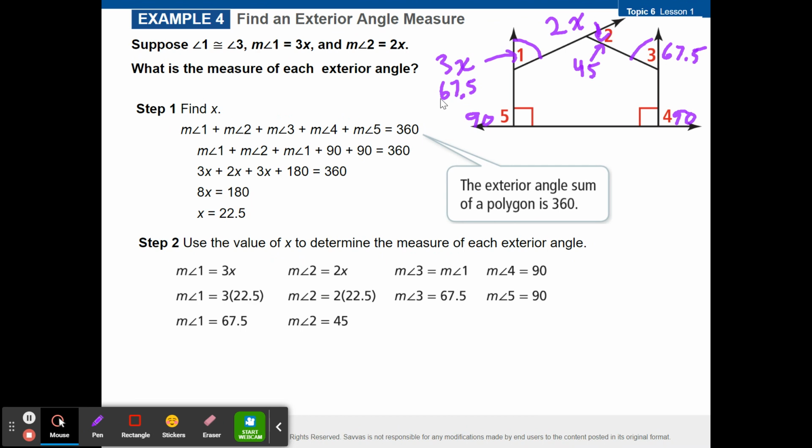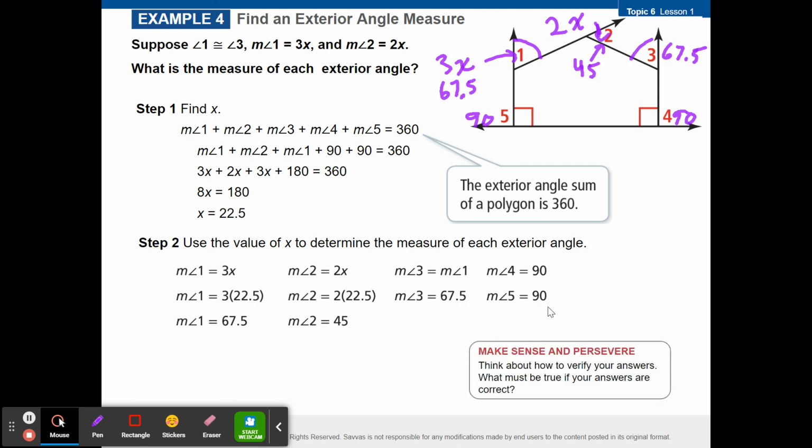Questions on this? Anybody still copying it down? Okay. Now, again, this is just reiterating what I just said about adding these up just to ensure you did the algebra correctly.